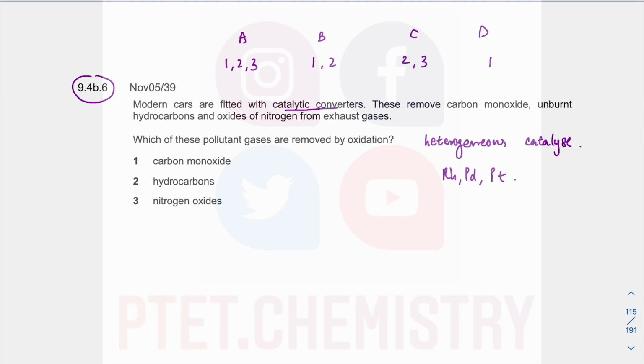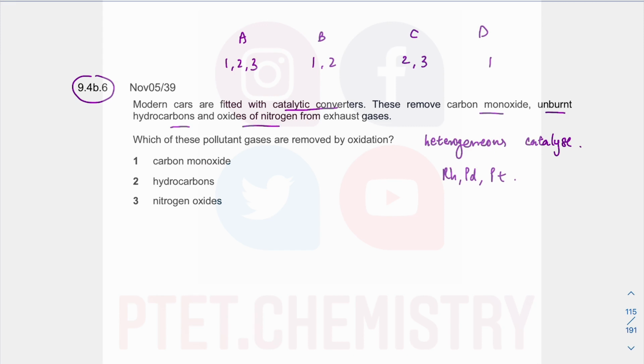These are solids. Most of the things that pass through a catalytic converter are gases. Alright, you know exhaust fumes, they are gases. These catalysts in the solid phase are in a different phase or different state than your reactant gases. Alright, therefore they are called heterogeneous. So this removes carbon monoxide, unburned hydrocarbon, as well as oxides of nitrogen.